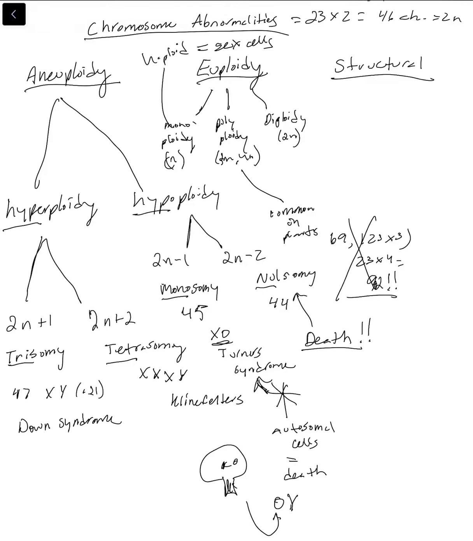Structural, we're going to have a couple different things. So we're going to have balanced and unbalanced. Balanced just means that we're going to have all our genetic information, it's just in the wrong place. So you're going to have translocation, and you're going to have inversions.